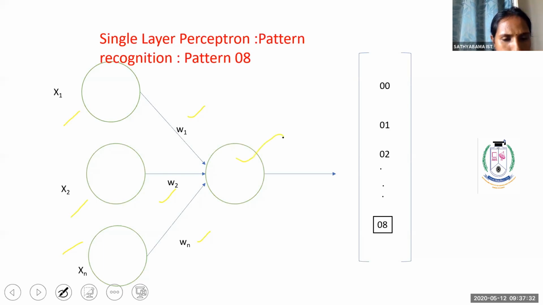In the processor unit, what will happen? It will perform the sum of all your inputs and the associated weight values, and you apply the activation function along with that. Once you apply the activation function to the weighted sum, it will produce an output. Here, the output will be 00010.